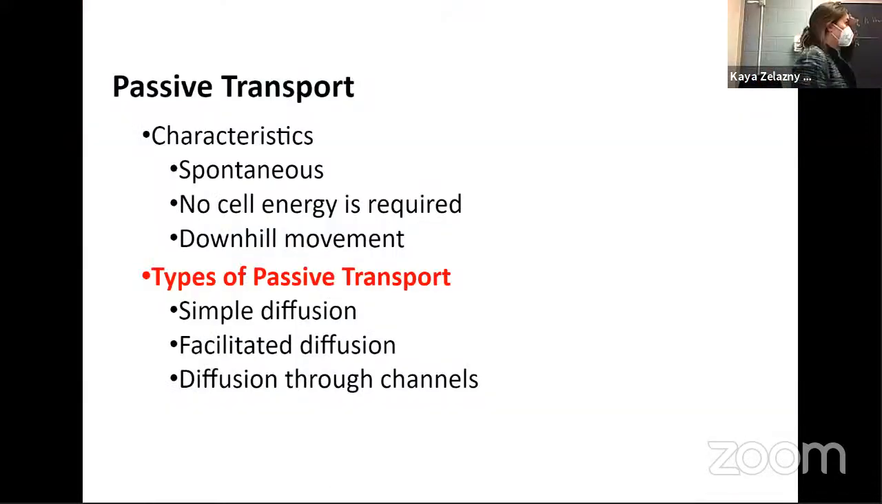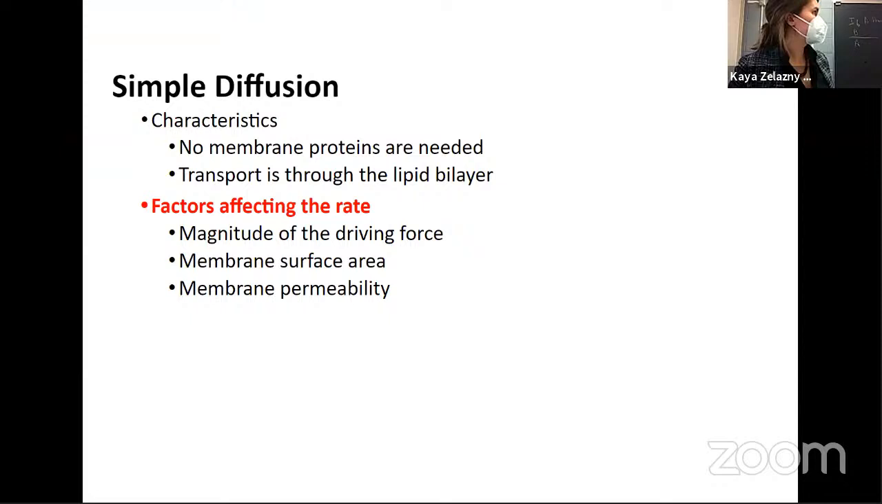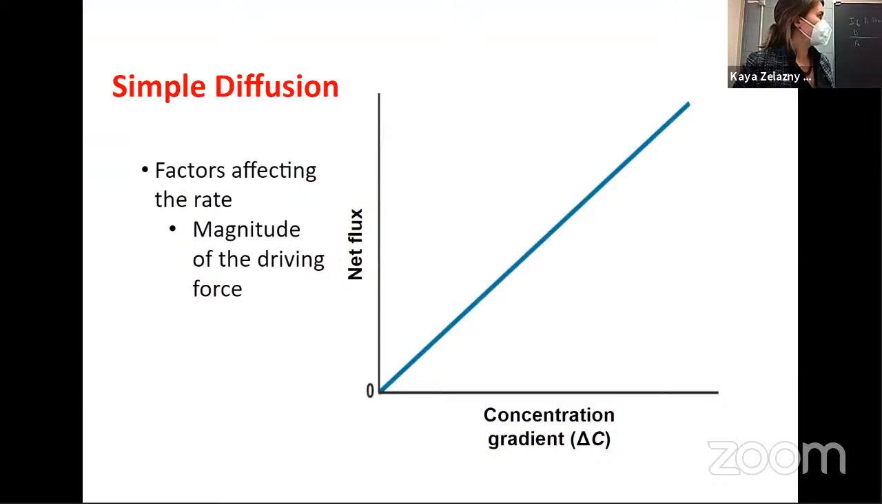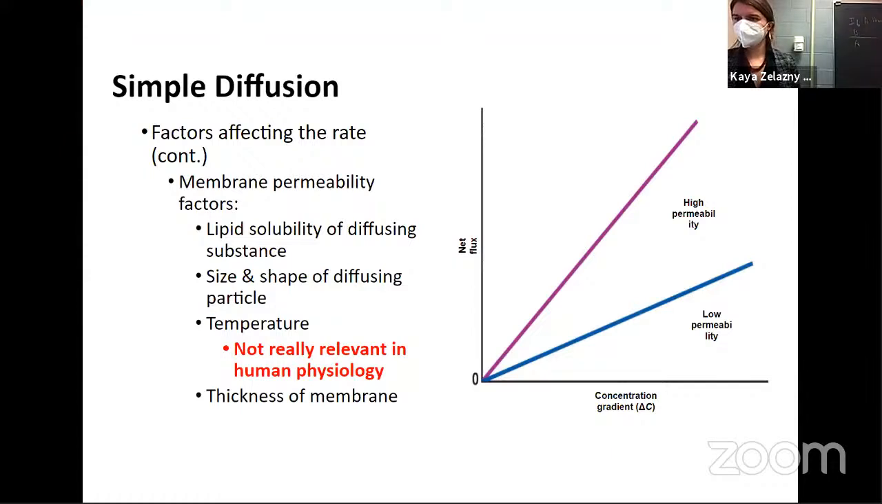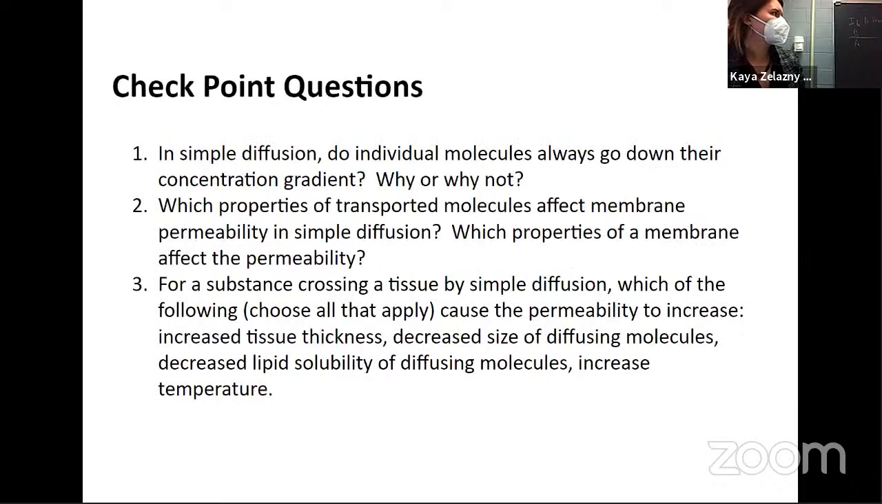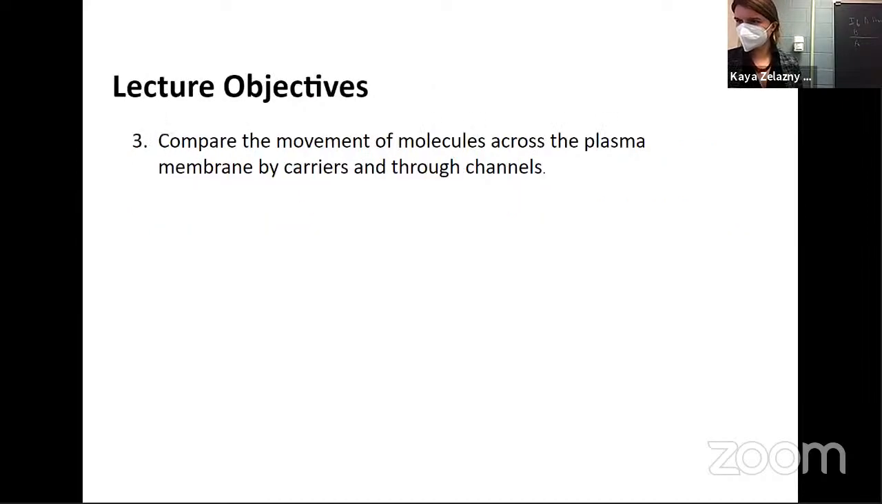Okay, so when we left off, we were talking about passive and active transport. You guys have seen this slide before. Passive transport doesn't require energy and has three types. We talked about simple diffusion, which is directly through the lipid bilayer. We had a couple of factors influencing the rate of diffusion, including the magnitude of the force, how much surface area it has to cross, and a couple other things like lipid solubility, shape and size, temperature. So here you have some checkpoint questions for you to practice from later.